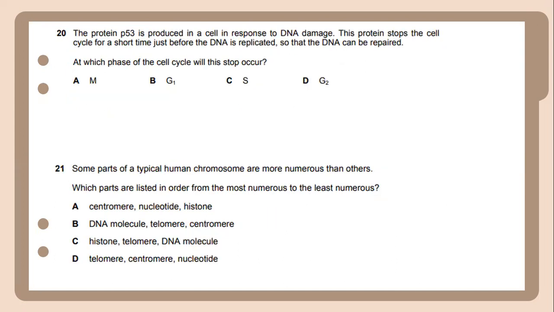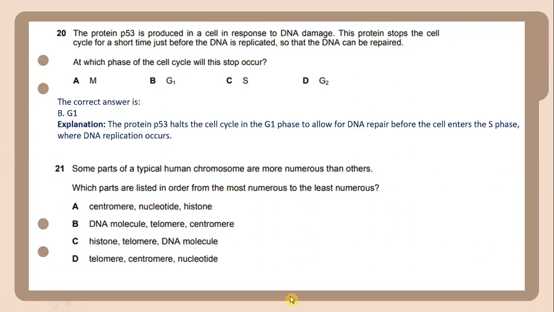Number 20, the protein p53 is produced in a cell in response to DNA damage, and this protein stops the cell cycle for a short time just before the DNA is replicated so that the DNA can be repaired. At which phase of the cell cycle will this stop occur? The answer for this will be G1. The protein p53 stops the cell cycle in the G1 phase to allow for DNA repair before the cell enters the S phase where DNA replication occurs.